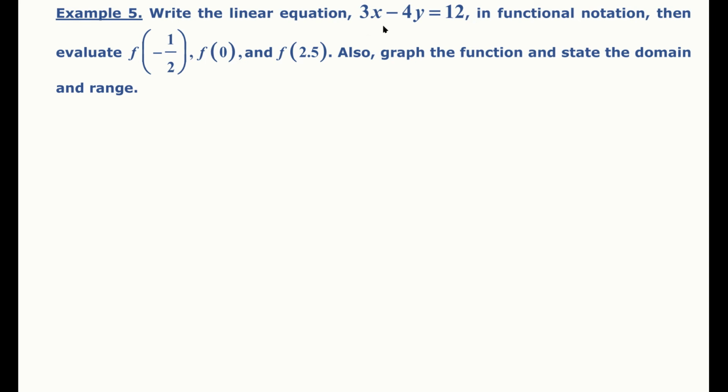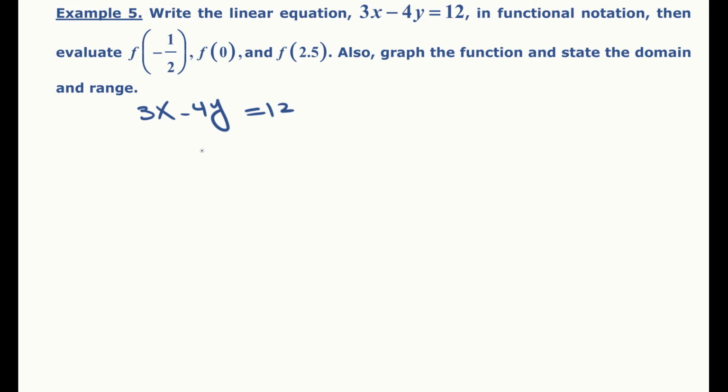So what we would like to do is take this linear function in standard form and write it in functional notation. In order to do that, we're going to solve this linear equation in two variables for y. So we start out with 3x minus 4y equals 12.